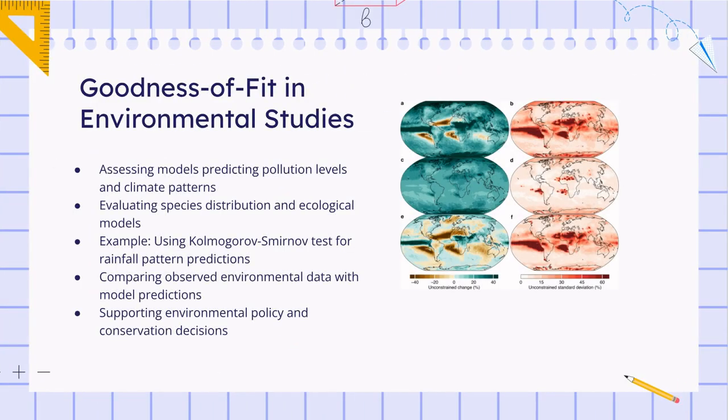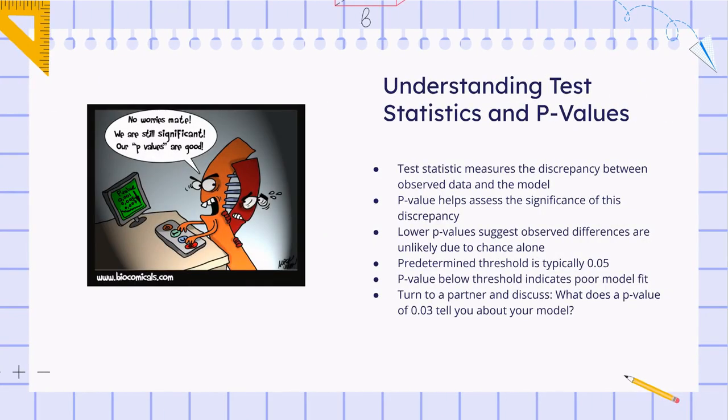For environmental studies, these tests assess models predicting pollution levels and climate patterns. For instance, the Kolmogorov-Smirnov test can be used for rainfall pattern predictions to support environmental policy decisions. The test statistic measures the discrepancy between observed data and the model. The p-value assesses its significance.